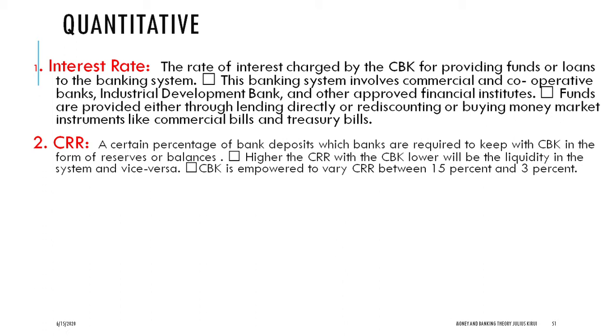It is in between 3% to 15%. So if it is 15%, low liquidity. If it is 3%, higher liquidity.